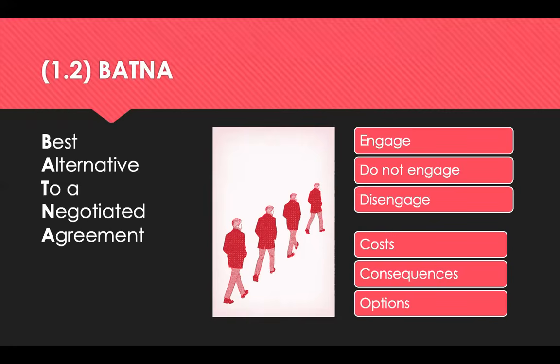So it could include the cost of walking away, the consequences of walking away, and any other options available to the negotiator if they do walk away. The decision to disengage must be considered carefully, and it will lead the buyer to establishing their walkaway position or their BATNA.